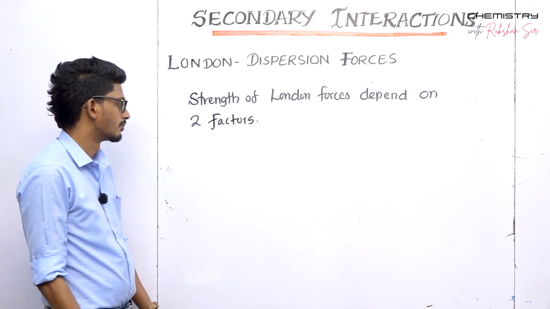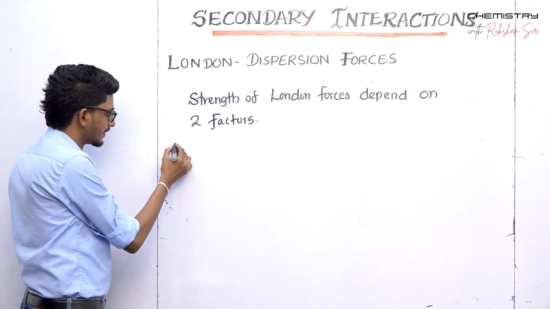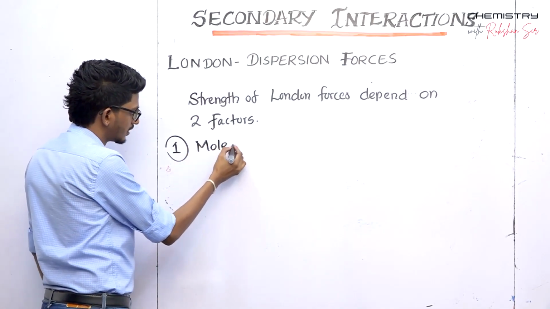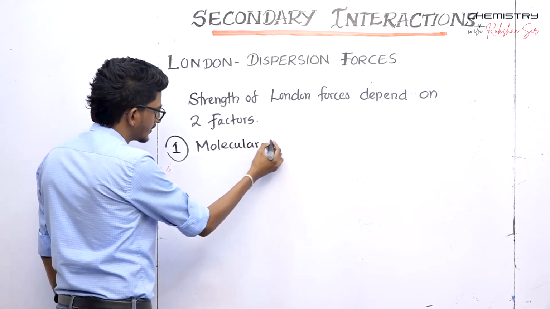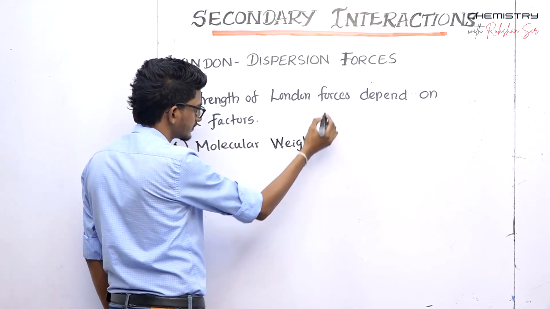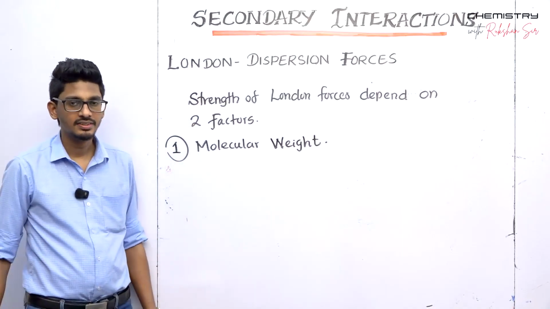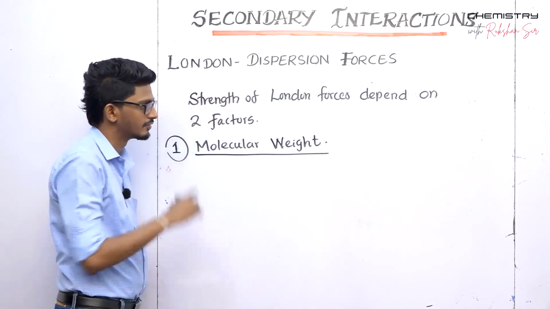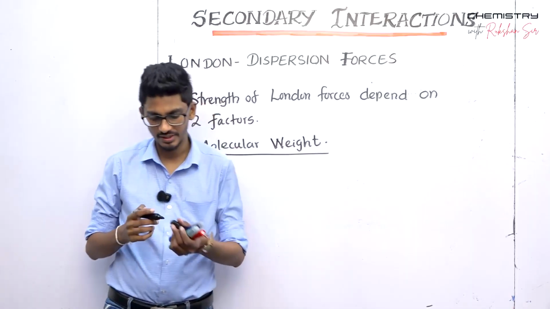Let's discuss one by one. The first factor, the molecular weight. Let's discuss how this molecular weight affects the strength of the London force.